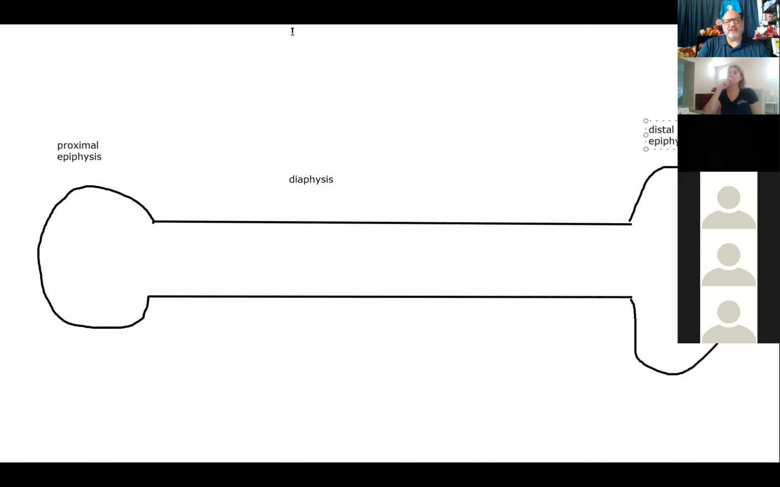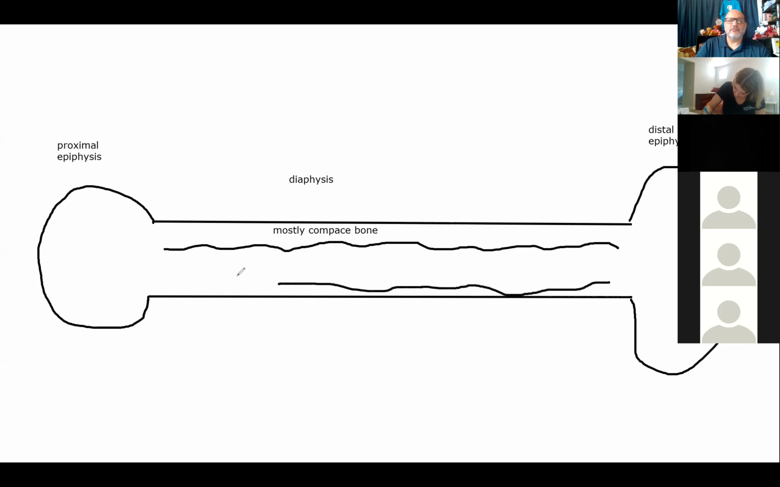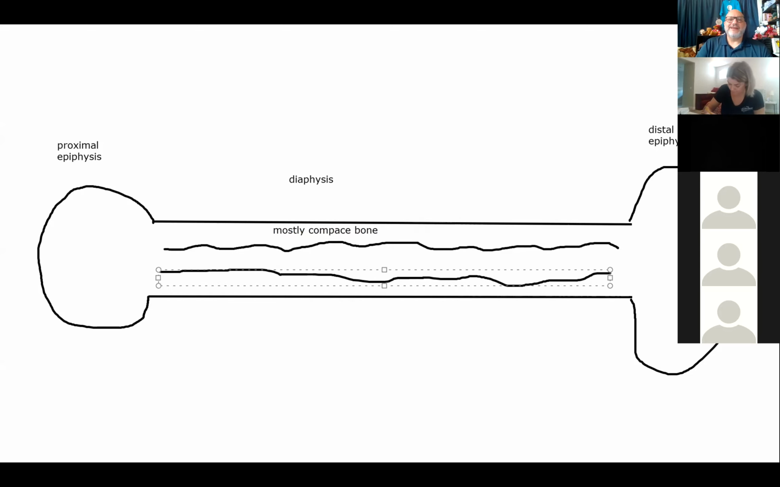As we kind of already hinted at, the diaphysis is mostly compact bone, but it is hollow in the center. I'm going to grab that line and bring it a little bit closer. It is hollow in the center. And what did we say we called this hollow space in the center again? Medullary cavity.